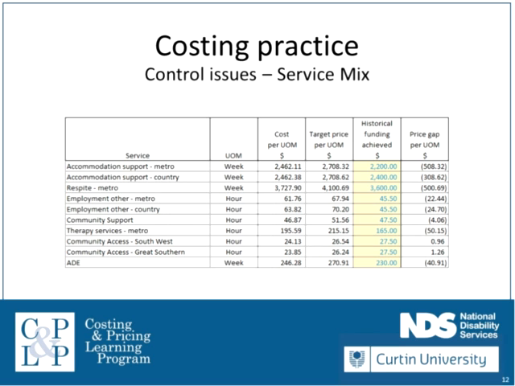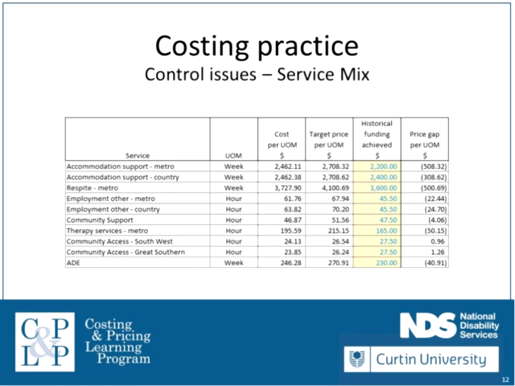Now this might be very helpful for you in the short term to understand immediate financial sustainability issues. So in other words, if you received $2,200 for accommodation support last year, then the idea of receiving $2,100 or $2,000 is going to be an immediate term issue for you. However, of course, the price gap per UOM is where you want to focus, making sure that the service mix allows you to be as financially sustainable as possible.